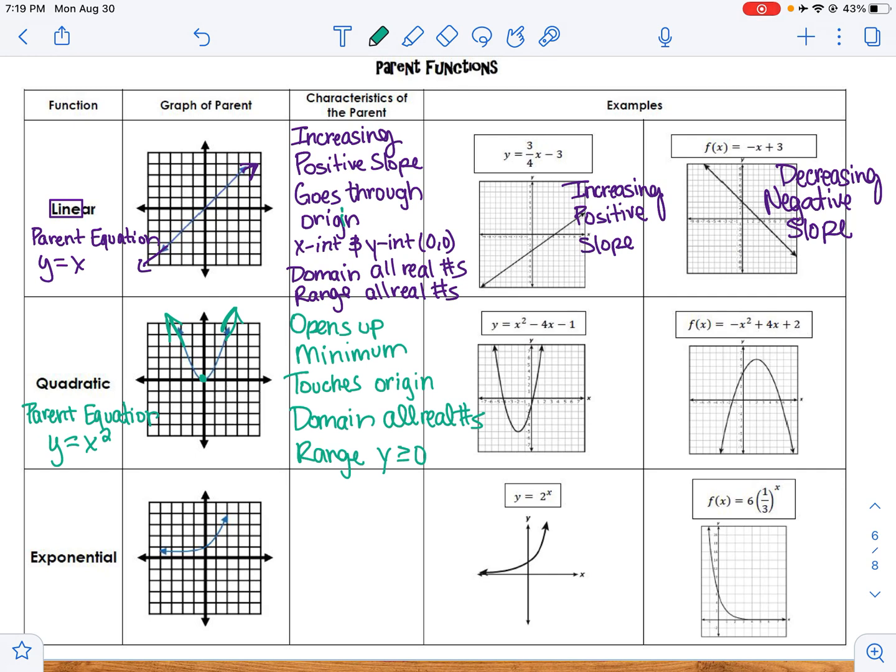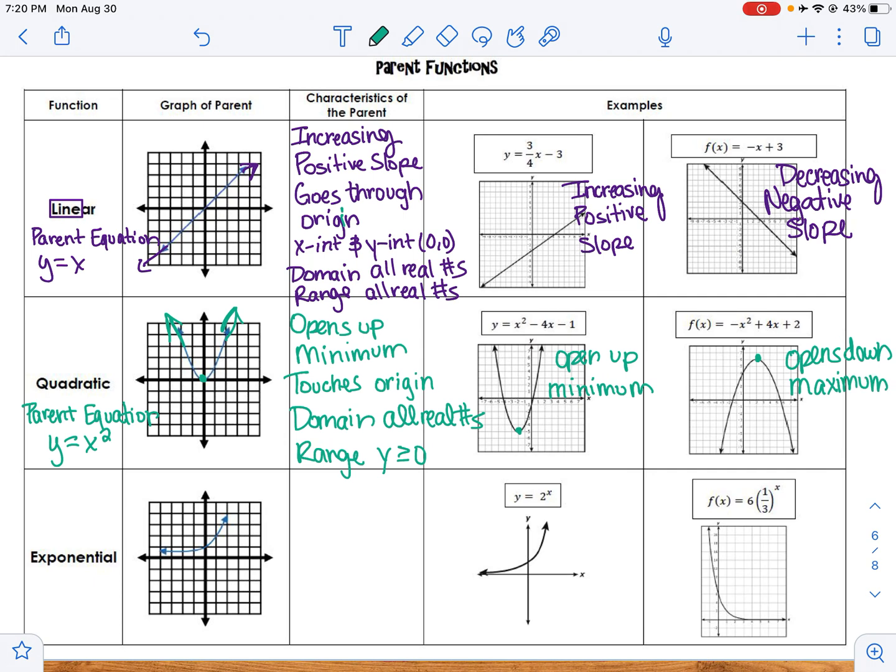Okay, looking at our two examples, we're given the equation in a graph. We need to be able to determine how they open. So this first one opens up, the second one opens down. We also need to be able to determine that if it opens up, that means it has a minimum. If it opens down, that means it has a maximum.